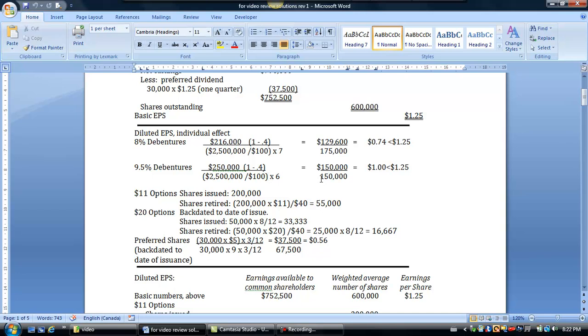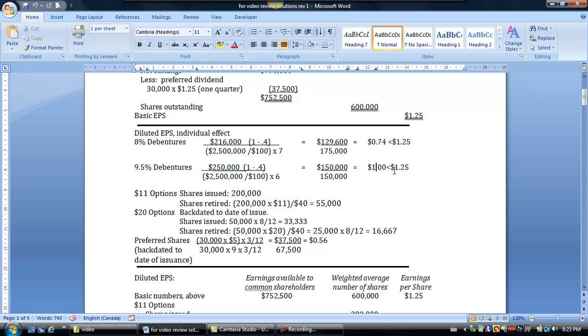So what we need to do in step 2 is determine which, if any, of these securities is dilutive, meaning that the individual EPS impact of each of these securities, if they were converted, and in fact some of them were converted, is going to be less than our basic EPS. If their individual EPS is less than the basic, then it's dilutive and included in the Cascade worksheet, whereby we calculate diluted EPS. So let's begin with the debentures.